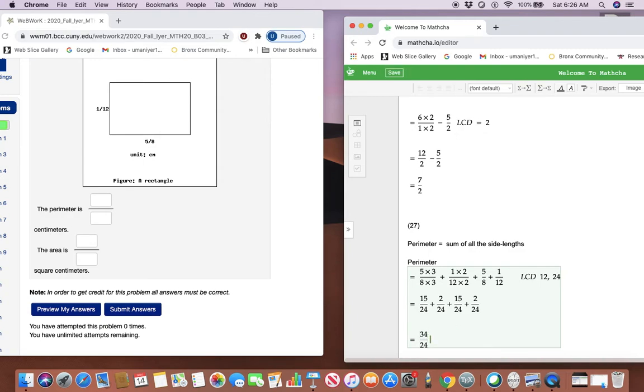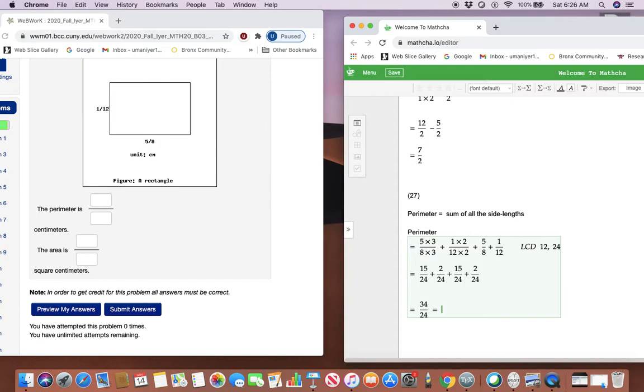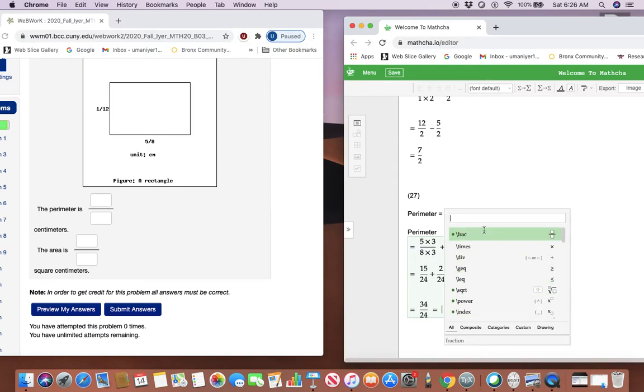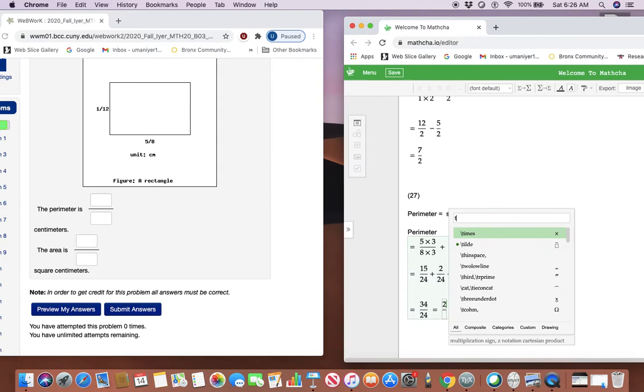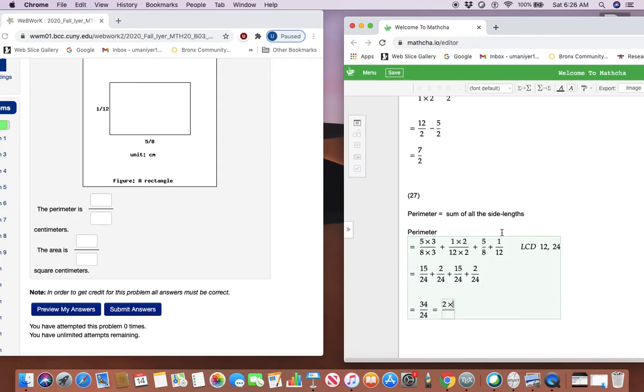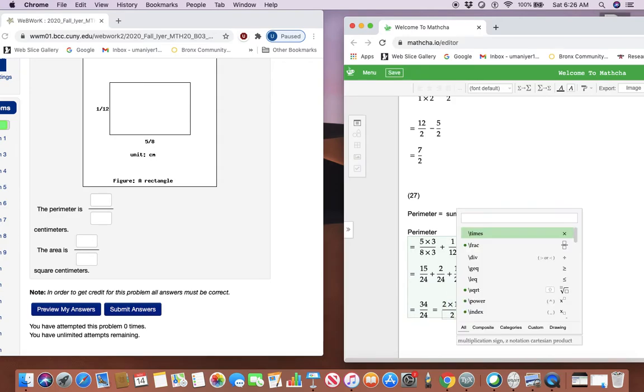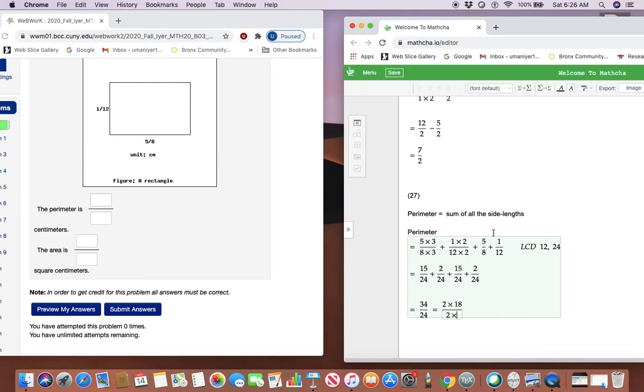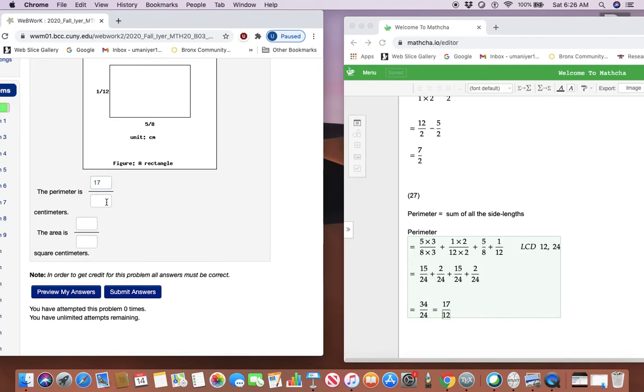All right. Now at this point, don't forget, you can actually reduce, right? 34 is 2 times 17. 24 is 2 times 12. Oh, 2 times 17 is 34. Okay. So 2 times and 2 times, that's a 2 common factor that they go away. There is nothing left here. So the perimeter here is 17 over 12.